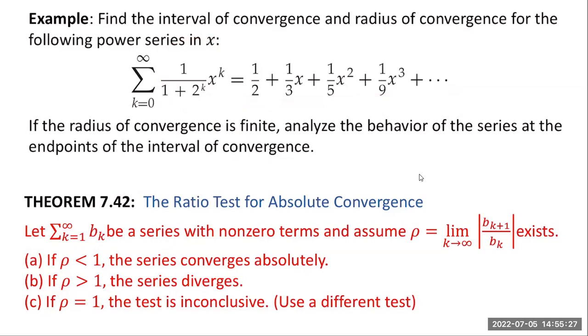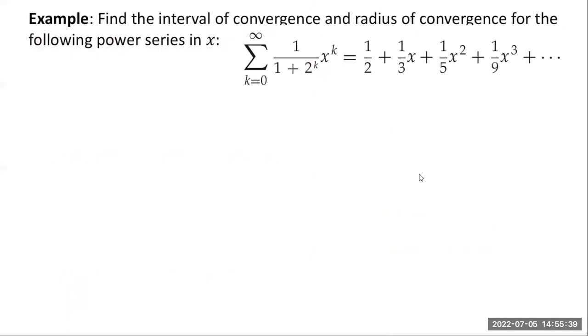So we can apply this theorem. All we need to do is calculate this rho. Depending on the value of rho, we need to have rho less than 1 for our series to converge. Okay, so let's work on this one now. First of all, I'm going to calculate my rho. To calculate my rho, notice that my bk is going to be this whole thing this time. This is my bk.